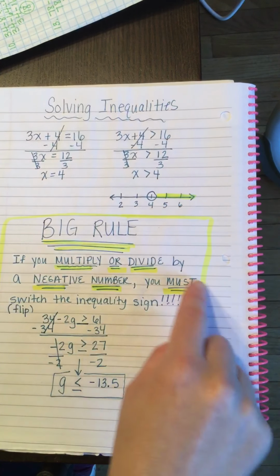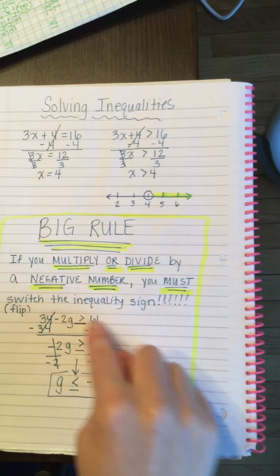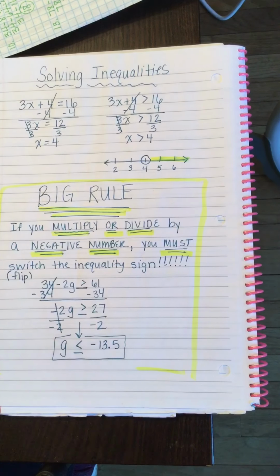I do need you, though, to draw or write this rule again, and that big rule is if you multiply or divide by a negative number, you must switch the inequality sign.